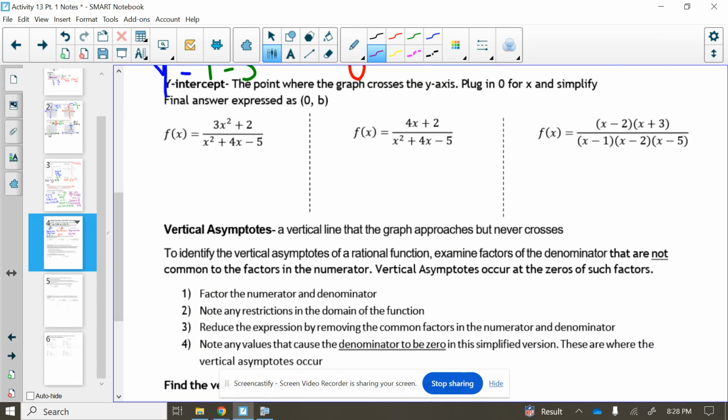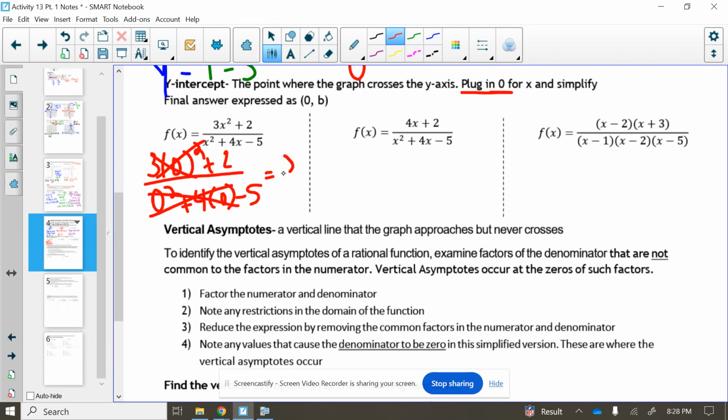Our y-intercepts are going to be found when we plug in 0 for our x value and simplify. So for instance, on this first one, if I'm plugging in 0 for x, this is going to cancel out to be 0, and I have 2 in the numerator. Then I would have 0 squared times 4 times 0 minus 5. Again, these both cancel out to be 0. So we have 2 over negative 5. So you'd have your y-intercept at (0, negative 2/5), or negative 0.4.